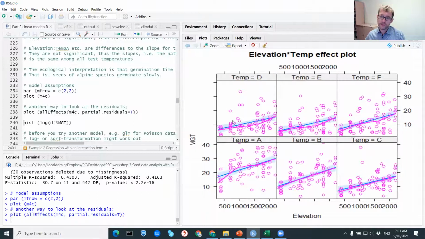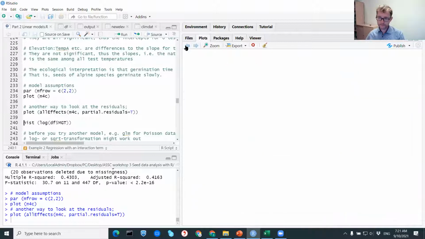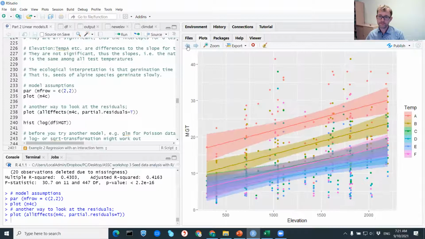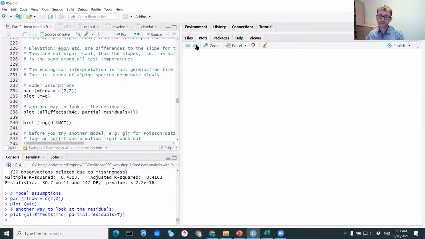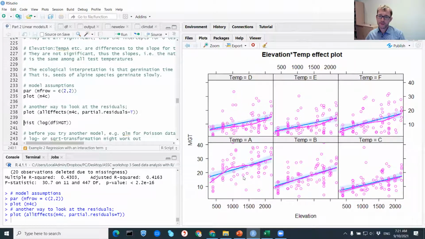So the blue line here is a fitted curve, basically what we have just seen in previous graphs. And the pink line is a fit to the residuals, and you can see that the residuals are distributed more or less randomly along the line. You don't see any patterns in the pink line. So I would say that the residuals are fine.